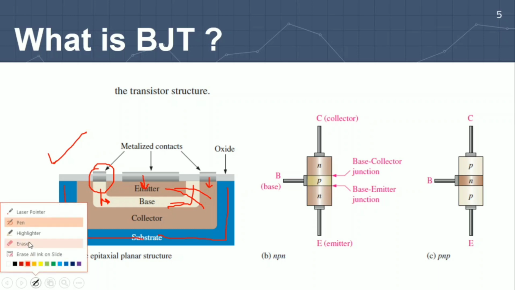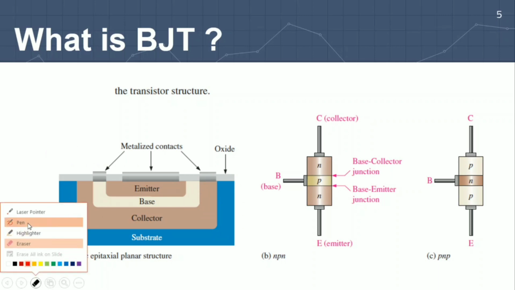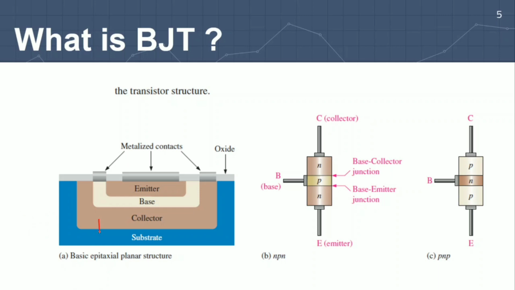Now, if you look at the physical structure carefully, you can easily say that the collector has the largest area compared to the emitter and base, because the collector is meant for collecting the charges. The charges that flow from emitter to base and base to collector are collected in the collector. As the name indicates, it collects the charges, so it is called collector.